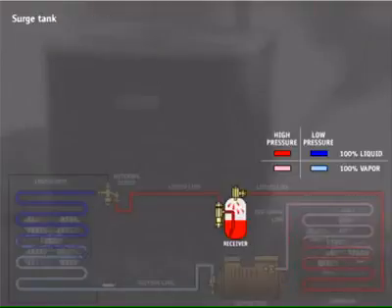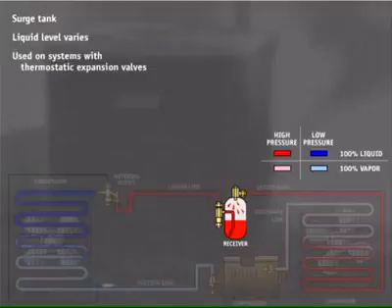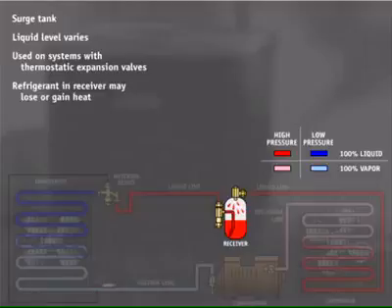The receiver acts as a surge tank. Once the liquid refrigerant exits the condenser, the receiver receives and stores the liquid. The liquid level in the receiver varies depending on whether the metering device is throttling opened or closed. Receivers are usually used on systems in which a thermostatic expansion valve is used as the metering device. The liquid refrigerant in the receiver may lose or gain heat depending on the surrounding temperature. If the refrigerant is warmer than the ambient, the liquid will reject heat. If the refrigerant is cooler than the ambient, heat will be absorbed.